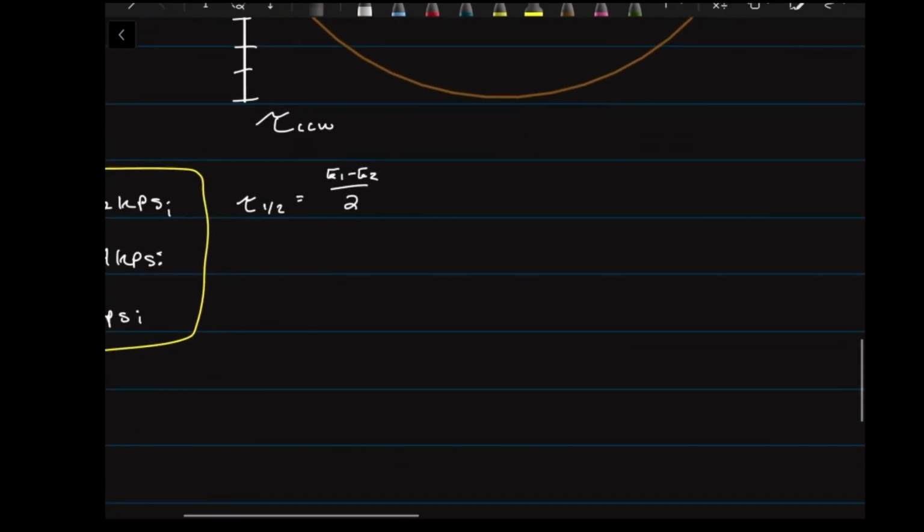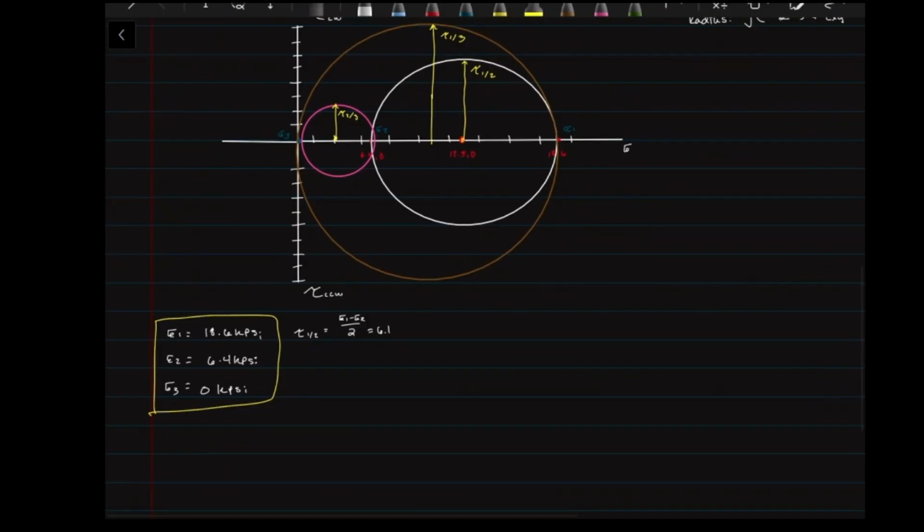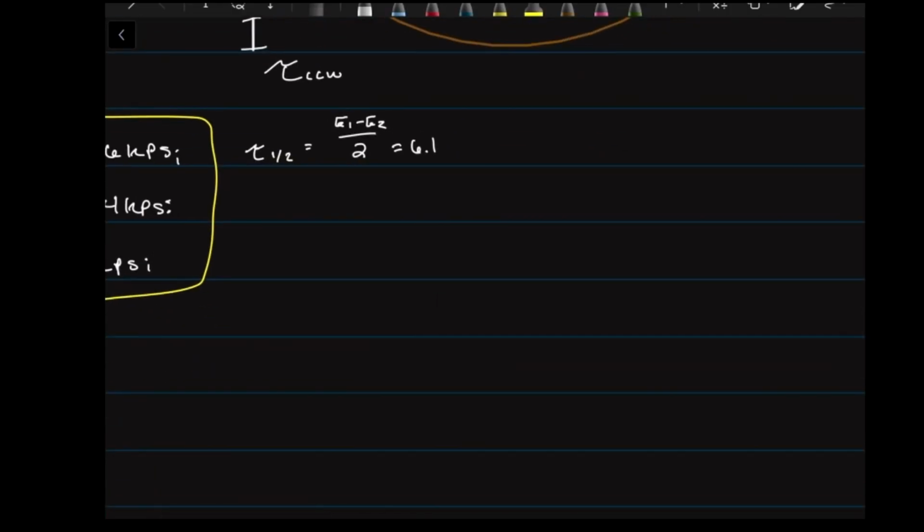Alright, let's go. Sigma 1 minus sigma 2. Let's do this calculation. Please do it on your calculator. What is the value you get? 6.1. I love this. That's a good value. Let's just double check. Sorry, 18.6 minus sigma 2, which was 6.4. Divide that by 2. 6.1. We were correct. Now this value, it looks a little familiar, doesn't it?